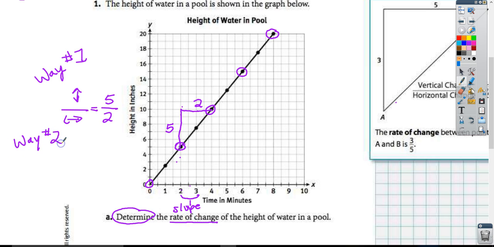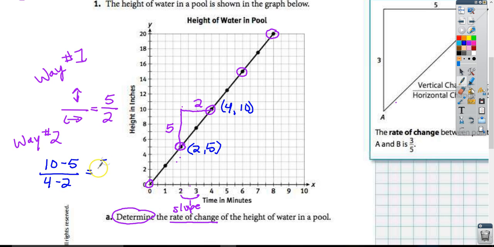means you would actually use your points. So I'll put that in a different color. My point here is (2, 5). Okay, so we look here, there's our 2, there's our 5. My point up here is going to be (4, 10). Okay, my vertical change is always my second number, so this 10 and the 5. My horizontal change is always this first number, so 4 minus 2.